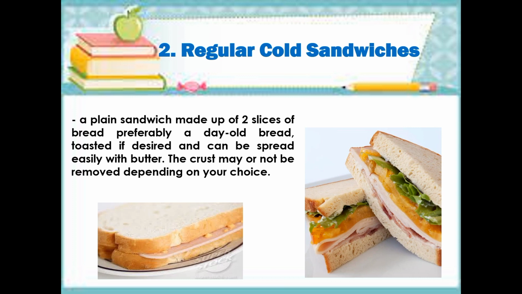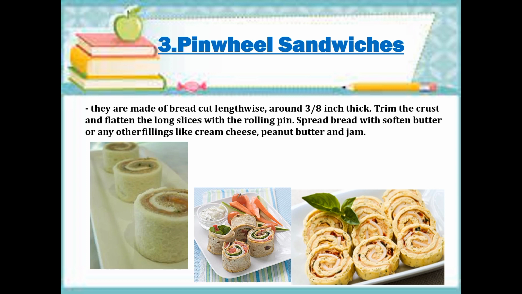2. Regular cold sandwiches. A plain sandwich made up of 2 slices of bread, preferably a day-old bread, toasted if desired and can be spread easily with butter. The crust may or may not be removed depending on your choice. 3. Pinwheel sandwiches. They are made of bread cut lengthwise, around 3/8-inch thick. Trim the crust and flatten the long slices with a rolling pin. Spread bread with softened butter or any other fillings like cream cheese, peanut butter, and jam.